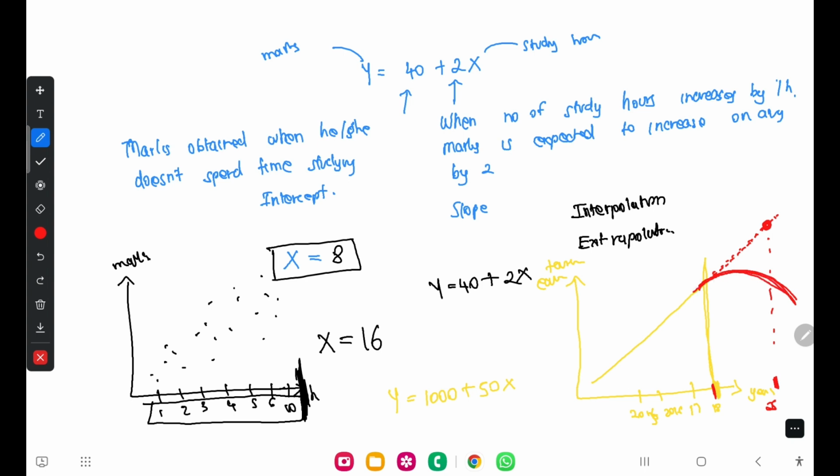This is what happened. So this is the risk of using extrapolation. Since we can't definitely predict the future with certainty, there is a bit of risk involved in applying extrapolation. However, interpolation is very reliable in comparison to extrapolation. Next, what we have is measures of variation.